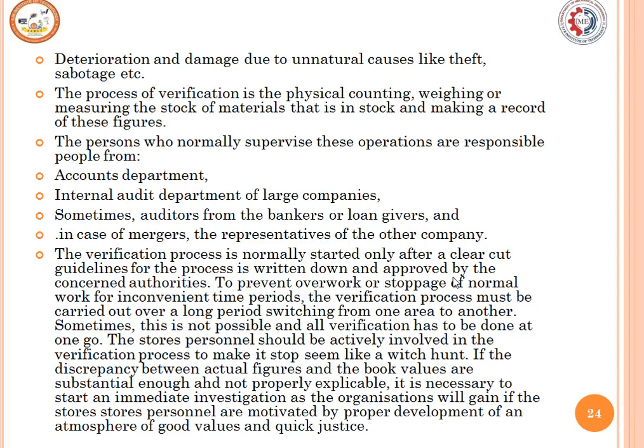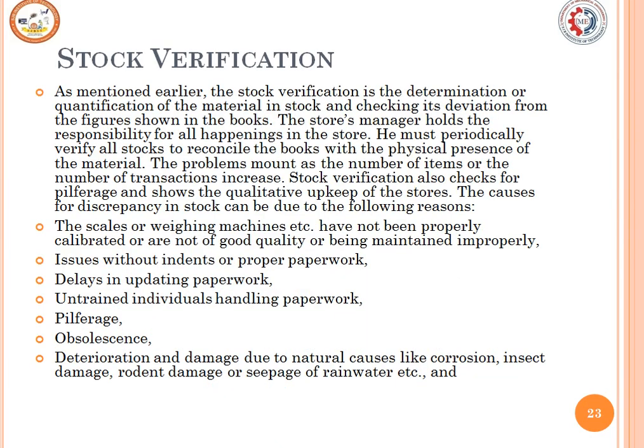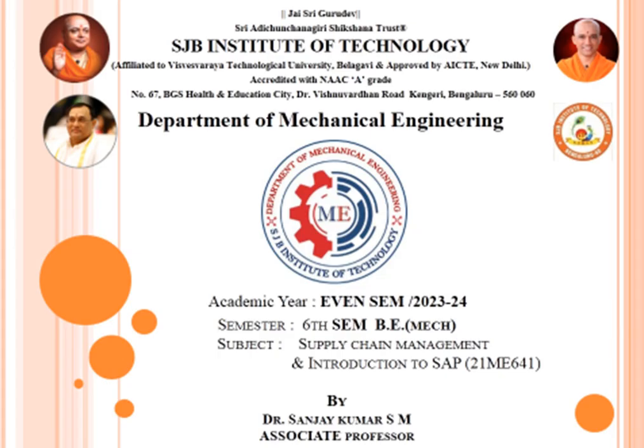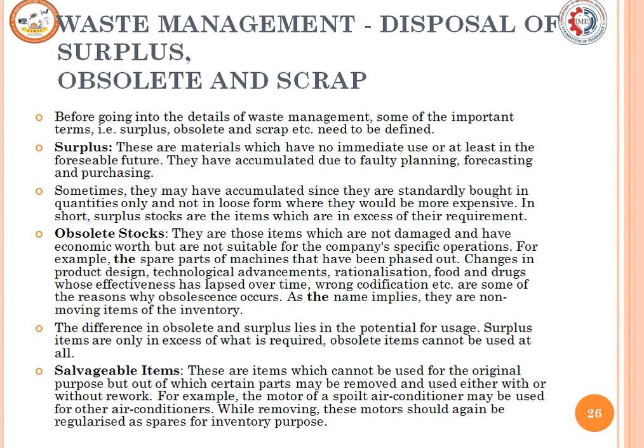The last class we discussed stock verification, how it must be done, and how unwanted materials have to be taken care of when we go with the next planning. Further, we'll be discussing, once verification has been done, how to take care of the waste which has happened in the stores, how to dispose the surplus, obsolete and scrap. Once the products have been finalized, how to dispose those products.